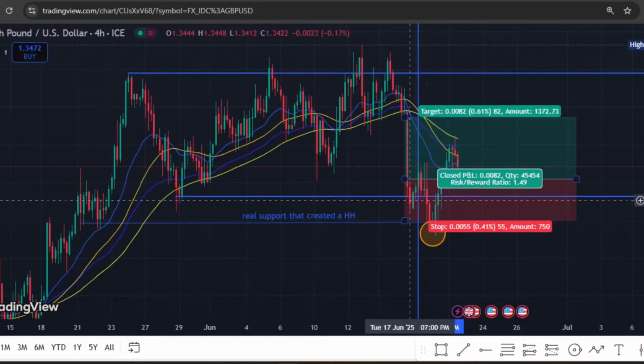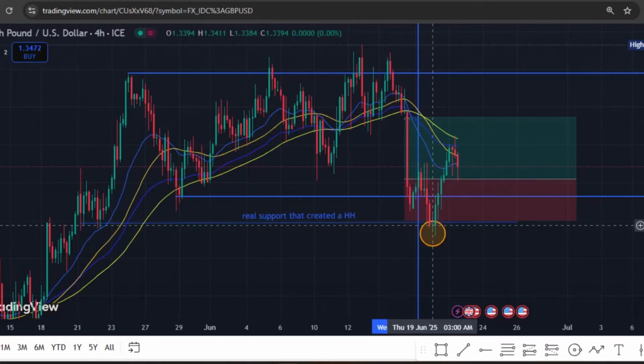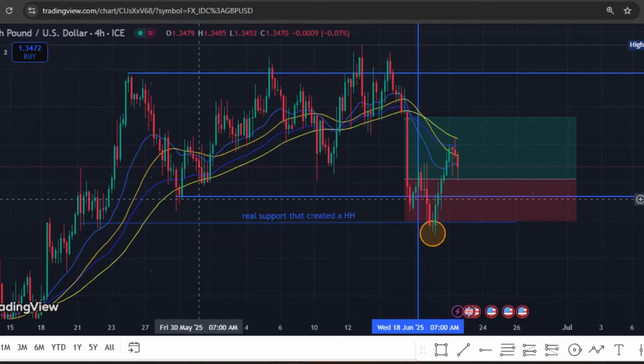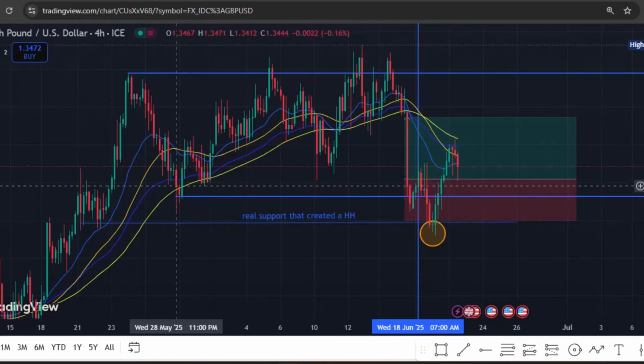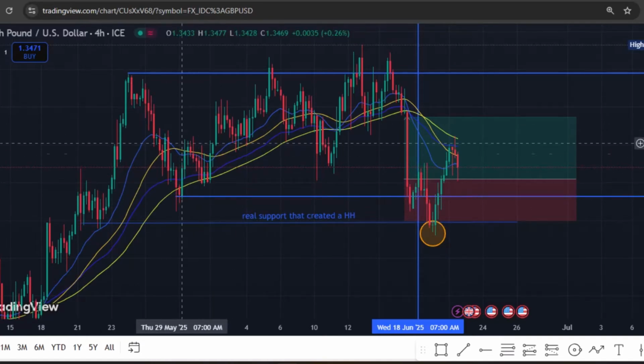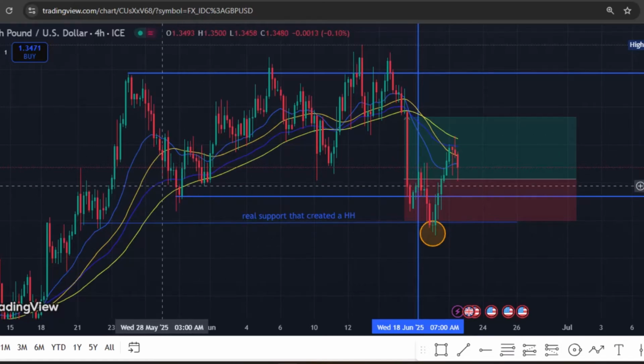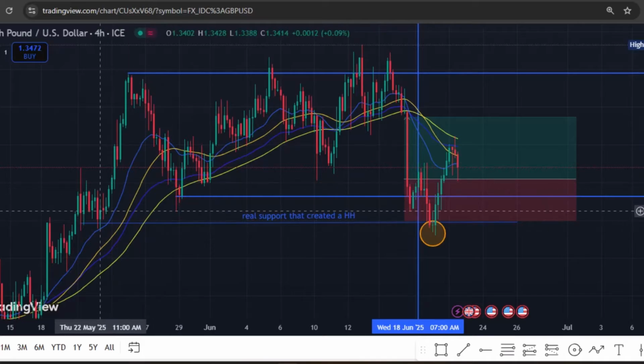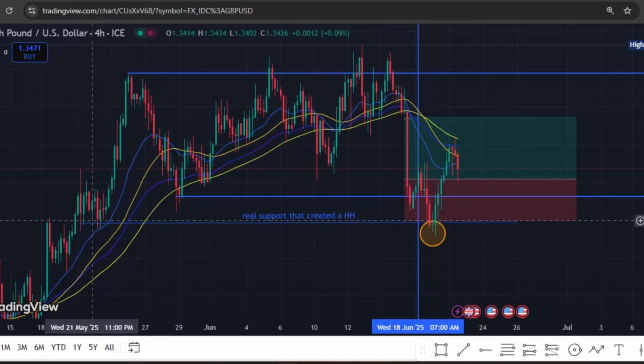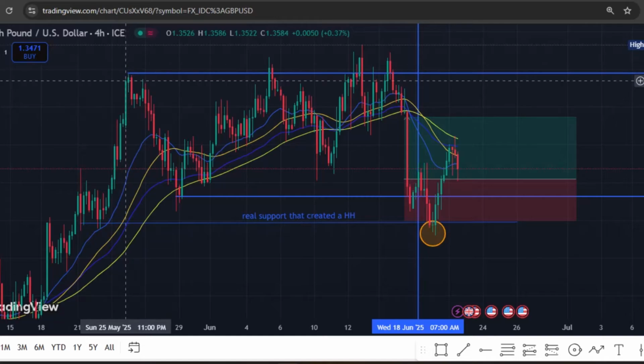The next day, price came here again and I looked at it and realized it wasn't a solid support, because it didn't create a higher high. If you notice, it didn't create any higher high. There was some bullish pressure, but it wasn't enough to create a higher high. So I saw another support. This is support here, right? This one created this higher high.